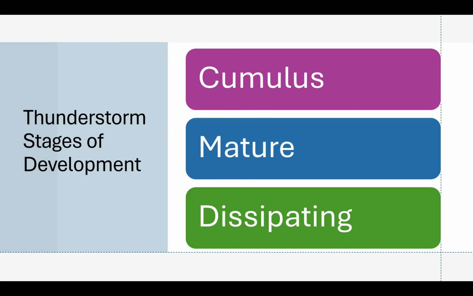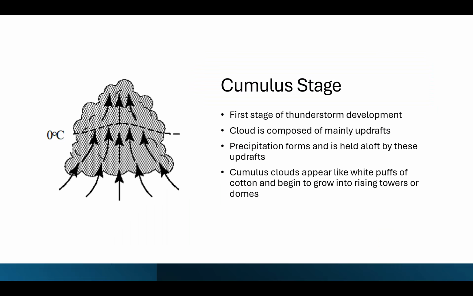All right, now let's examine the thunderstorm stages of development. Let's examine the cumulus stage, the mature stage, and the dissipating stage. These are the 3 stages of thunderstorm development. Starting with the cumulus stage, this is the first stage of thunderstorm development.